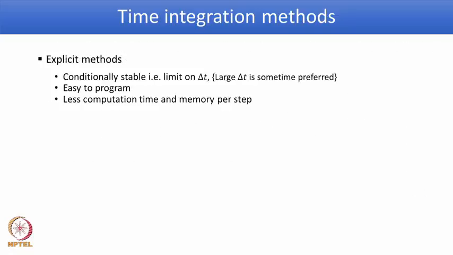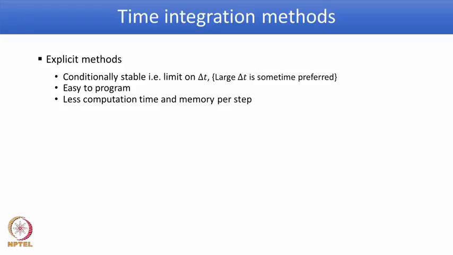Let us look at some details about the explicit method. They are conditionally stable. We already learnt about stability, von Neumann stability analysis. Hence, all the explicit schemes are conditionally stable. There is a criterion called the CFL criterion, that is, either you have a limit on delta t or you have a limit on delta x. We are dealing with the time integration method, so there is a limit on delta t.